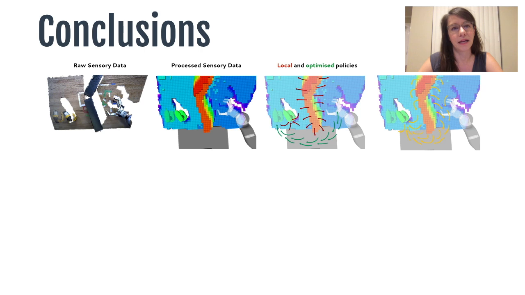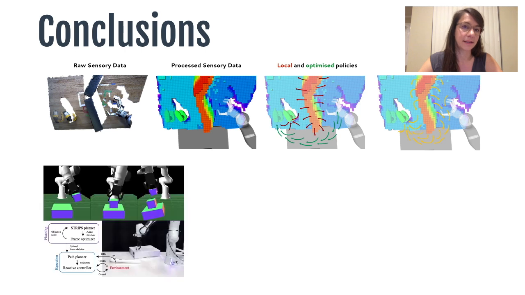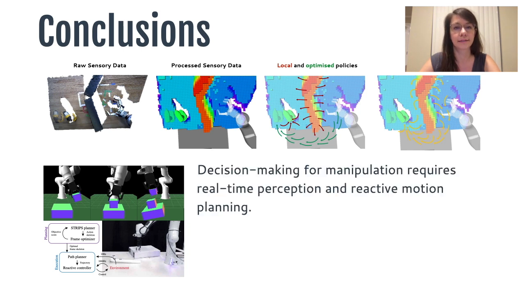So I wanted to conclude by showing you that I presented a system that combines real-time perception methods with reactive motion generation methods. And I also showed you how similar ideas can be extended to include a task and motion planner for planning even longer horizon symbolic tasks. Decision-making for manipulation really requires real-time perception and reactive motion planning. That is something that I think you should be taking home after this talk.